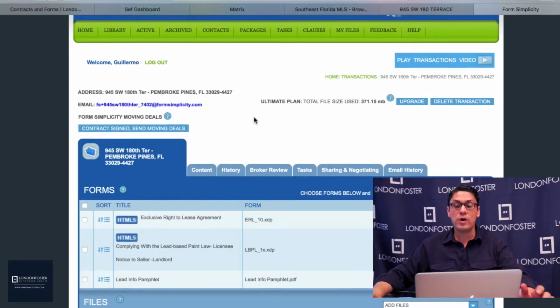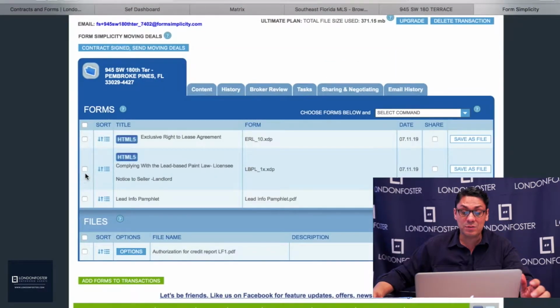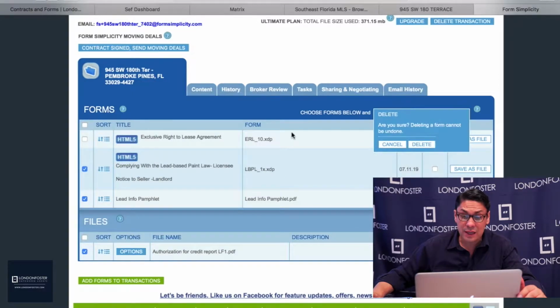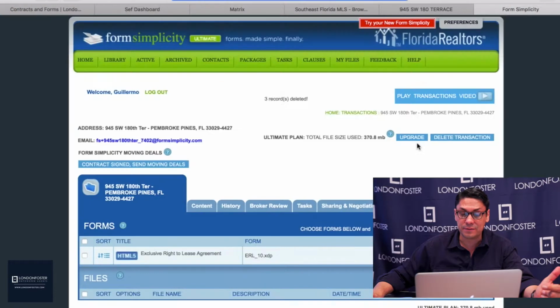Since we are not going to be doing a lead-based paint, because this property is more recent than 1978, I'm going to go ahead and click on these three things and I'm going to delete them. So I can come here to the choose forms below and I can pick from all of these, delete. So I'm telling it, please choose these forms that I have clicked and delete them.